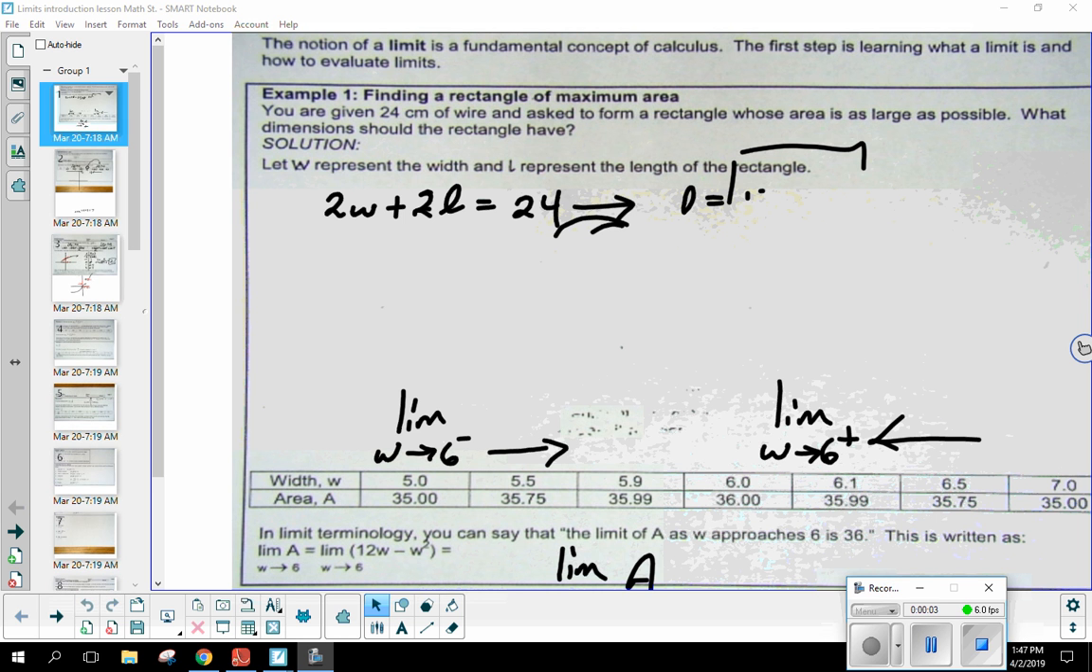Okay, so we were talking about limits yesterday. And this idea is important because we're going to use this when it comes to derivatives, the difference function, all that good stuff.